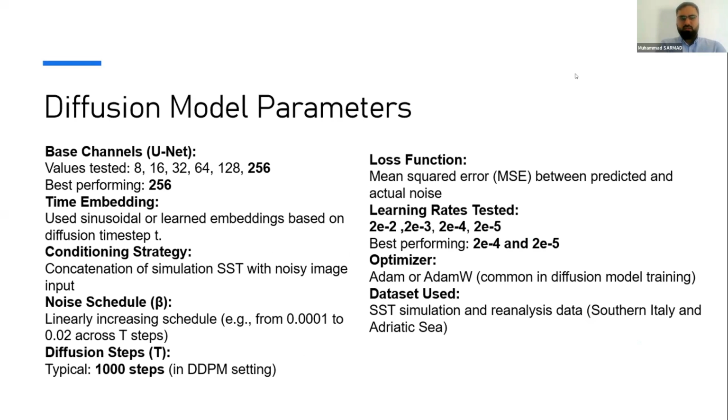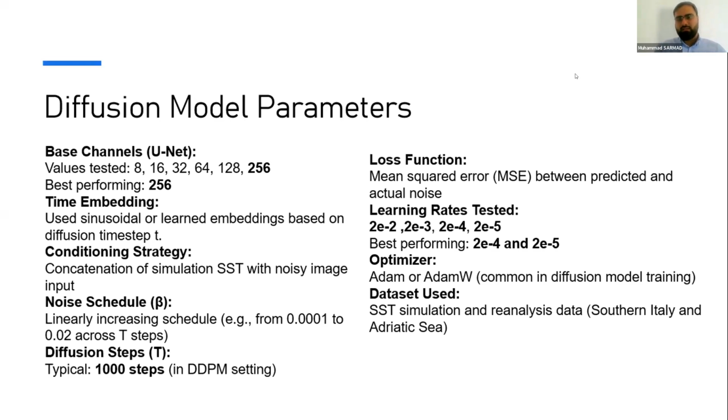Noise scheduler, we use the same in every case. Diffusion steps, we took 1000 steps as it was already in the literature, so we just keep it constant for every experiment. The loss function was mean squared error between the predicted and the actual noise image. Then we vary learning rates from very low to high, and see which one performs better. For the optimizer in the diffusion model, we use the Adam optimizer.